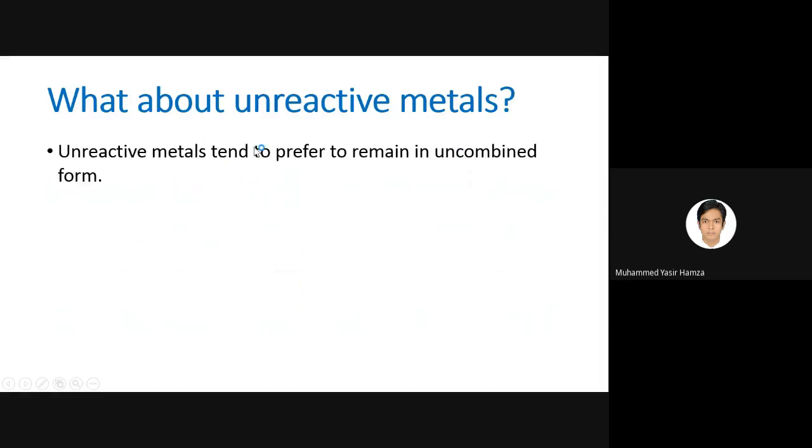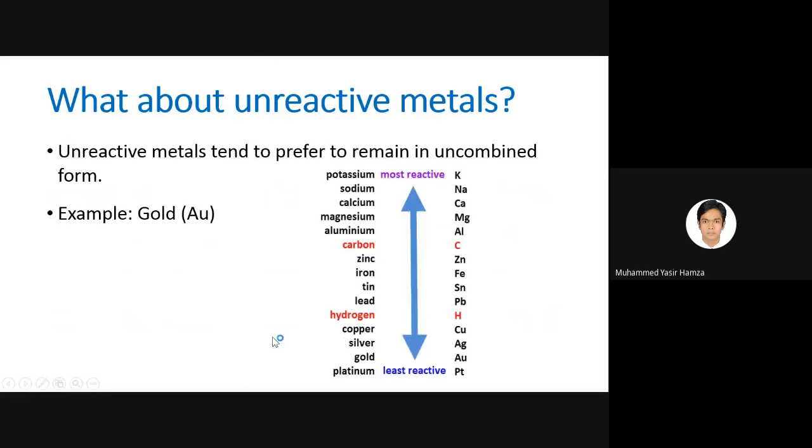Unreactive metals tend to prefer to remain in uncombined form. As we have given them the name unreactive, it means that they will not form positive ions or take part in chemical reactions as easily as potassium, sodium or other reactive metals. An example is gold, or aurum. As you can see again, gold is at the bottom because it is less reactive than those metals. That's why it is at the bottom.